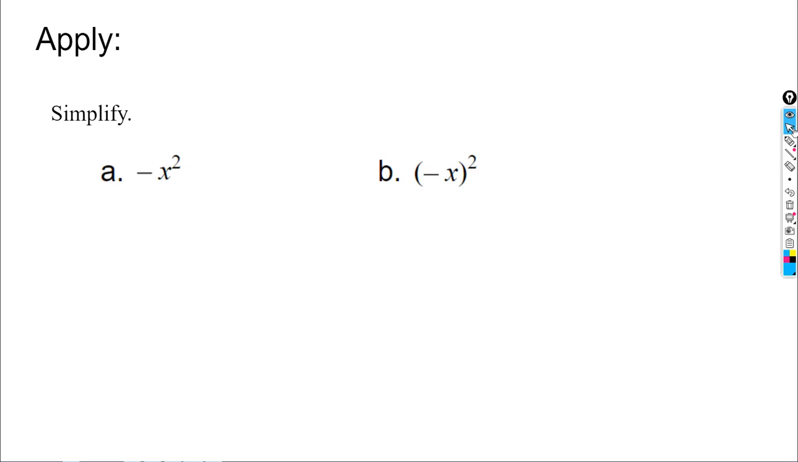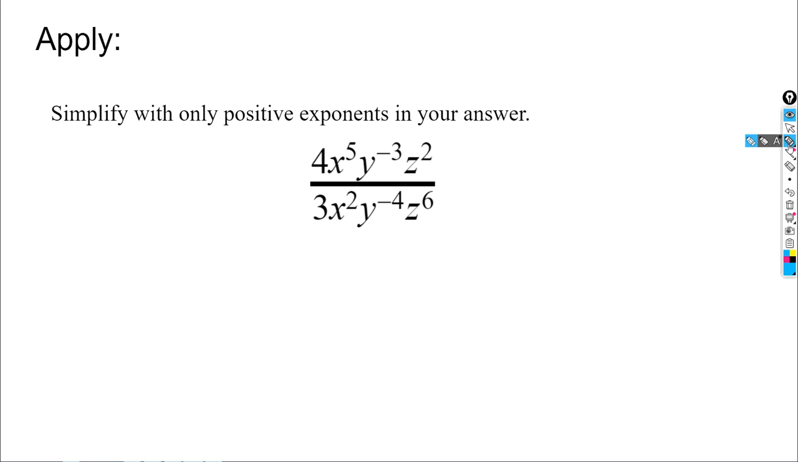Last example for this video here, just a real quick simplification one. It looks big, it looks complicated, but we're just going to use our rules. There's no like terms in the numerator or the denominator. We have a 4, an x, a y, and a z. In the denominator, we have a 3, an x, a y, and a z as well. So we're dividing all of these things. We have a 4 divided by a 3, which doesn't come out to a nice number, so I'll leave it as a fraction. X to the 5th divided by x squared.